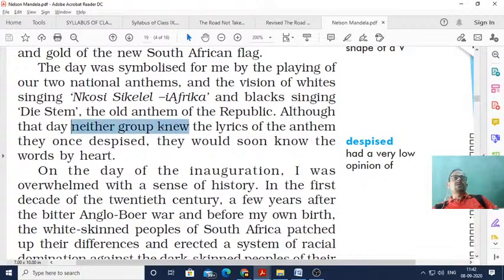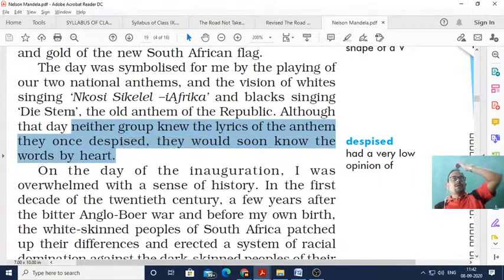Although neither group knew the lyrics of the anthem they once despised, they would soon know the words by heart. They did not know the lyrics, neither group, because white people hated the anthem of the black people, and black people hated the anthem of the white people. Now that the system has changed, a new government is formed. Now both races, white and black, will come to learn the lyrics of each other's anthem by heart. This is what Nelson Mandela says.